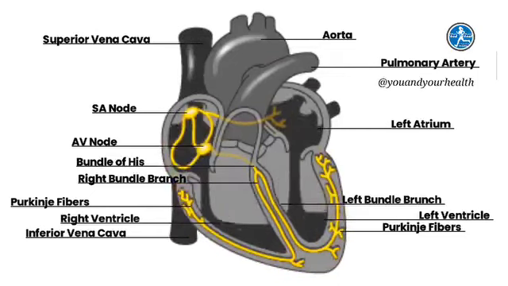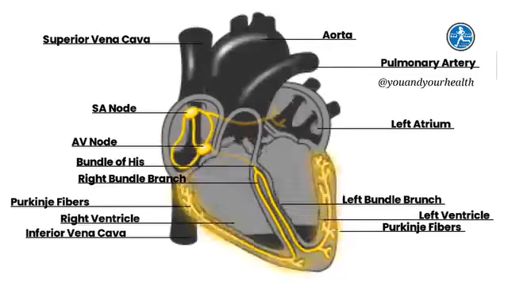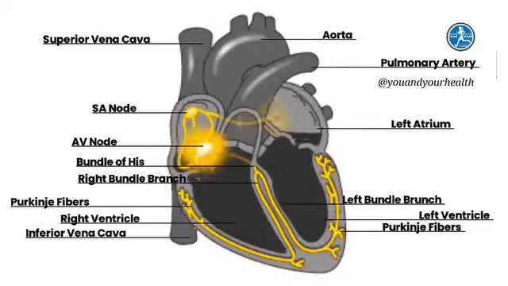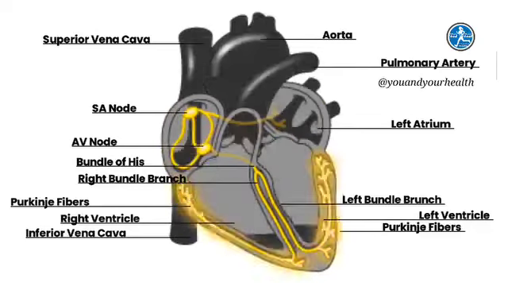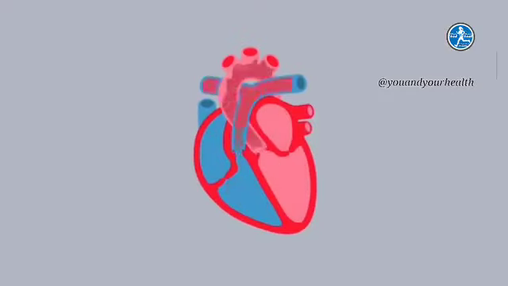The Purkinje fibers are terminal branches of the left and right bundle branches from the bundle of His that extend throughout the walls of the ventricles. They transmit the electrical impulses to the myocardial cells of the ventricles, causing them to contract. The ventricular depolarization or contraction pumps blood out of the ventricles into the pulmonary artery and aorta for distribution to the lungs and other parts of the body.